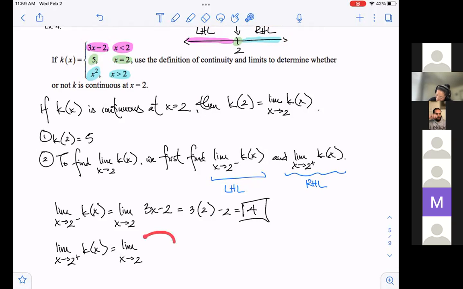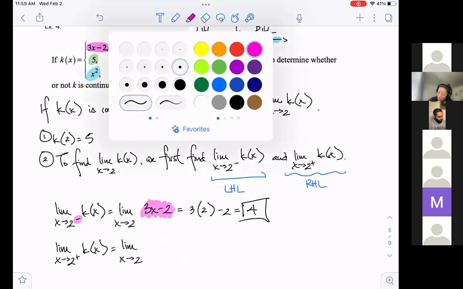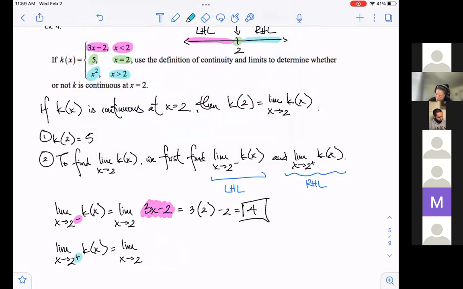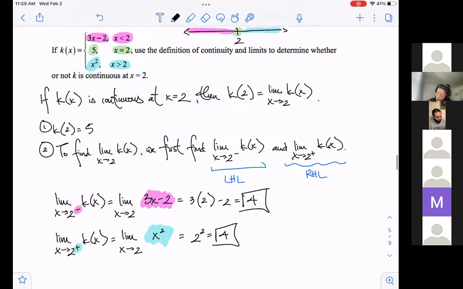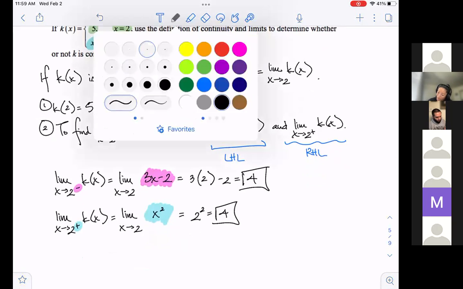What should I put here if I want to find the right-hand limit? Yeah, I'm going to choose the blue function, okay? So because of this minus, we're choosing the pink because that's to the left. And because of this plus, we're going to choose the blue, which is x squared. And now we just plug in our number. We get 2 squared, we get 4.